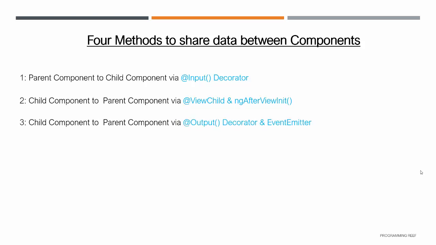The third method is also child component to parent component, and for that purpose we use the Output decorator and EventEmitter. I will explain later why we need two methods for this purpose. When I come to make the video for child component to the parent component, I will explain in more detail. The fourth one is when we need to share the data between unrelated components. For this we use a service.